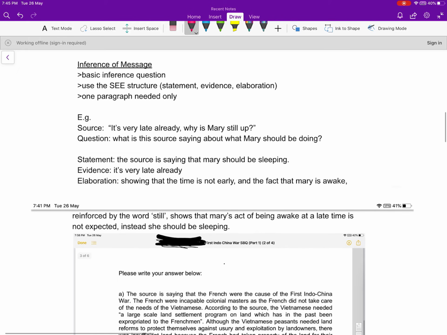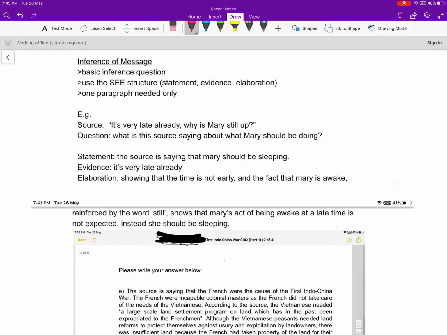So now let's go into inference of message. It's a basic inference question that we probably learn at the start of Sec 1. And you all can use the SEE structure, which is statement, evidence, elaboration. One paragraph is needed only, and it can be very, very concise. So it doesn't have to be very long-winded, and make sure that you keep it concise so that your focus is there.